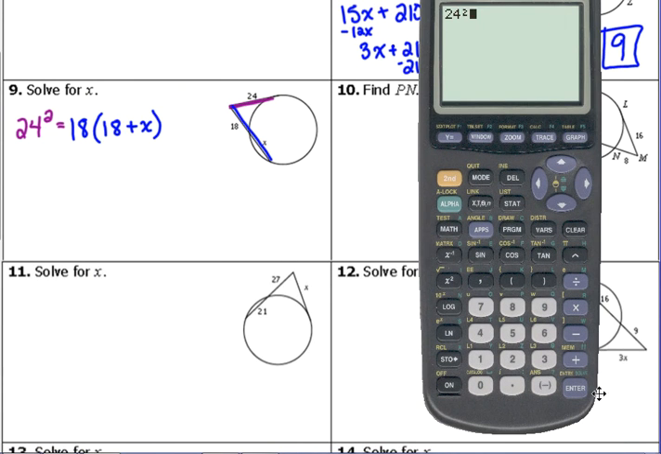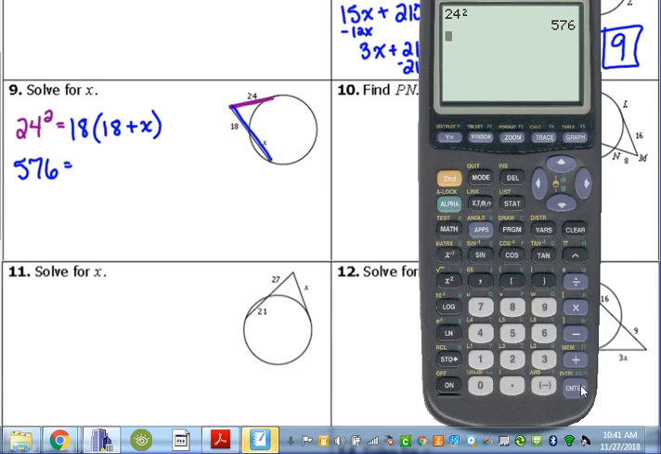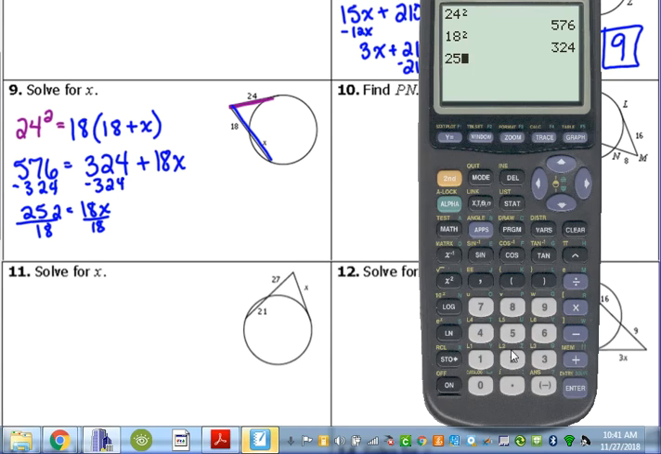24 squared is 576. 18 squared, 18 times 18, 324 plus 18x. So we're going to subtract the 324. That gives us 252. And divide by 18. 14 is x. And that's what I wanted to solve for. Solve for x, so we're finished.